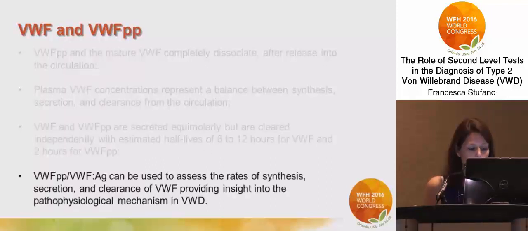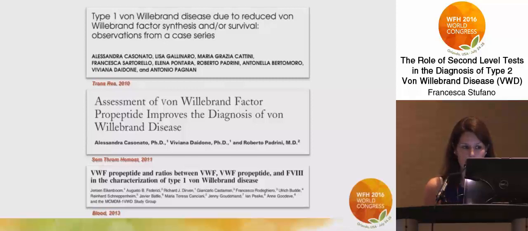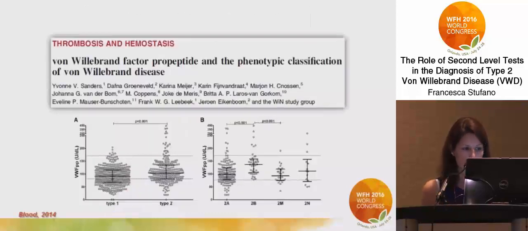So, the propeptide to antigen ratio can be used to assess in particular the rate of clearance of von Willebrand factor, providing insights into the pathophysiological mechanism of von Willebrand disease. Since 2010, different papers have been published on the role of von Willebrand factor propeptide in the diagnosis of von Willebrand disease. The last paper was published in 2014 by the Dutch group.